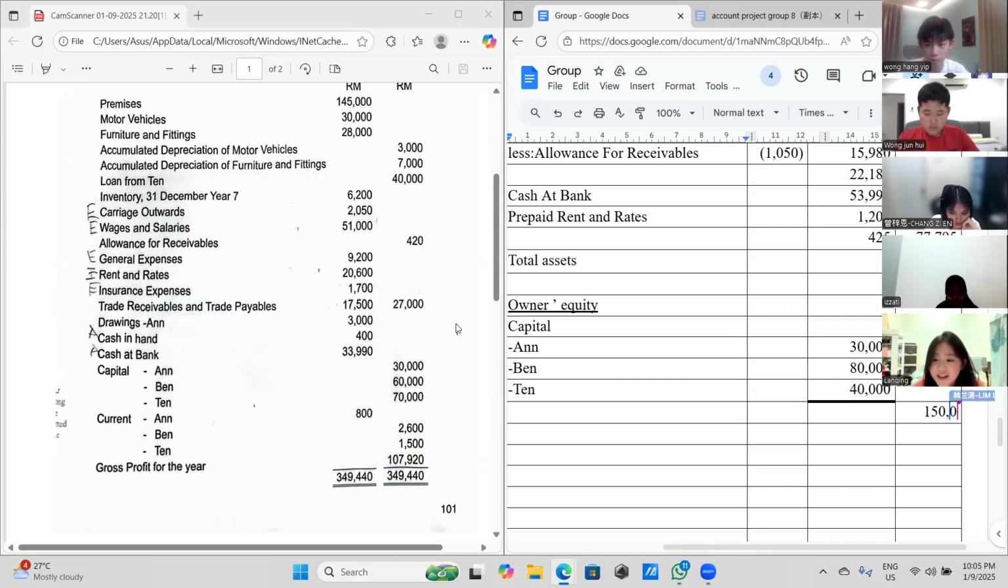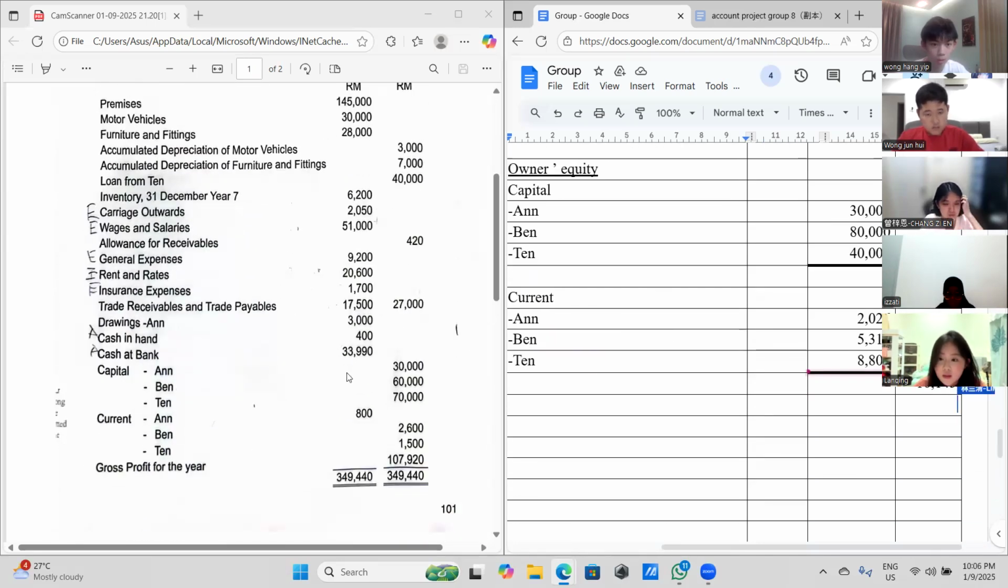And then the next one will be the current accounts. The first one, N will be 2,026. Ben will be 5,312. And Ken will be 8,801. Sorry. And then we add together, which will be 16,145.